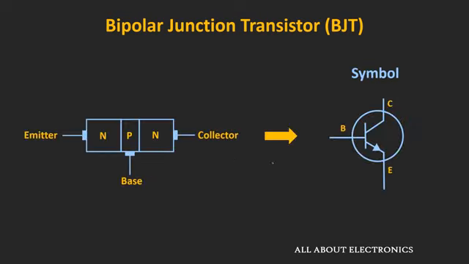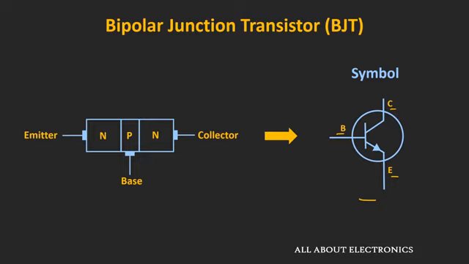Now if we talk about the symbol, then this is the symbol of the NPN transistor. So these three terminals are the base, collector and the emitter. And here this arrow indicates the direction of the current during the active region of operation. So in case of the NPN transistor, the current will flow from the base towards the emitter.